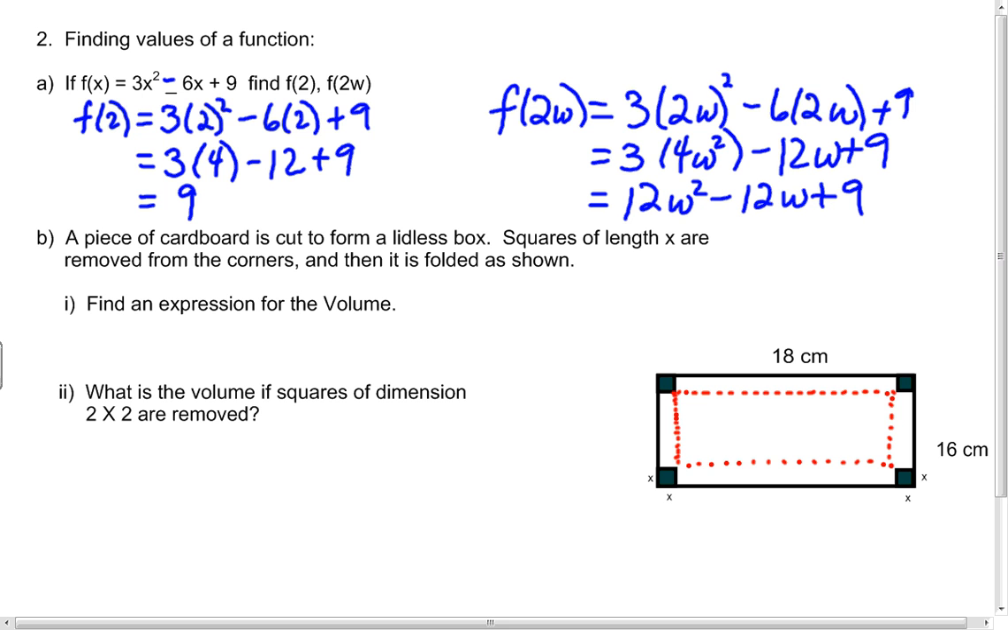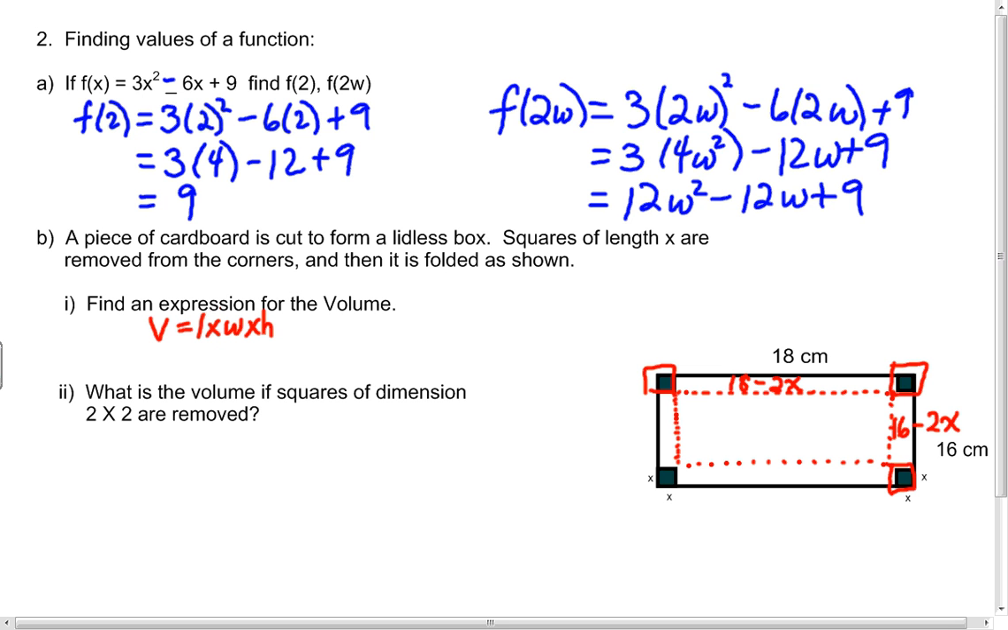So the dimensions of the length, it used to be 18 across until you cut this little section out, and from that end as well. So the length where you fold is going to be 18 minus two little pieces, each of dimension x. So 18 minus 2x. And the width, once you have cut out those two little pieces, is going to be 16 minus 2x. So our volume is length times width times height.